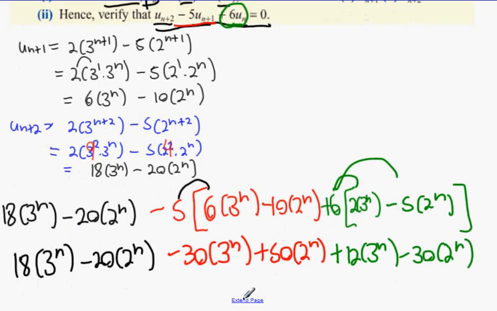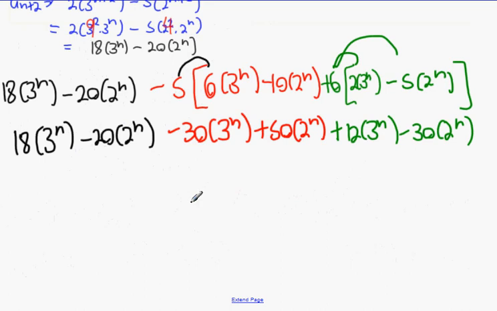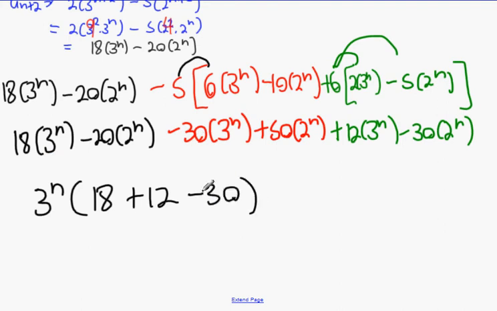Now what's happening here, guys, is the following. Take out 3 to the n. Now what numbers go beside 3 to the n? There's 18. There is plus 12. And then there's, no, it's 3 to the n, minus 30, sorry. That's all the coefficients of the 3 to the n's, isn't it? I'm factorising out the 3 to the n's, haven't I?